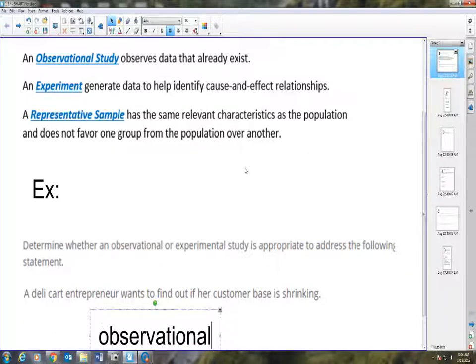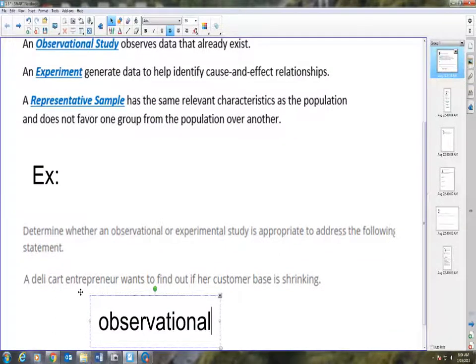Okay, because the entrepreneur is not trying to generate data to identify a cause and effect relationship. She is just making an observation.